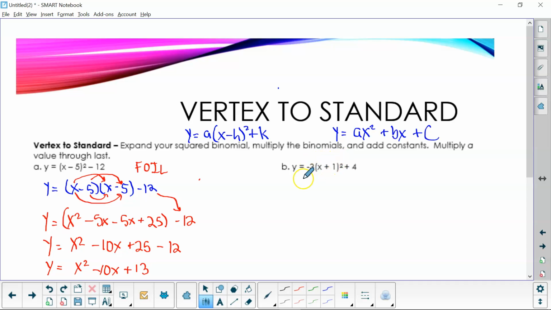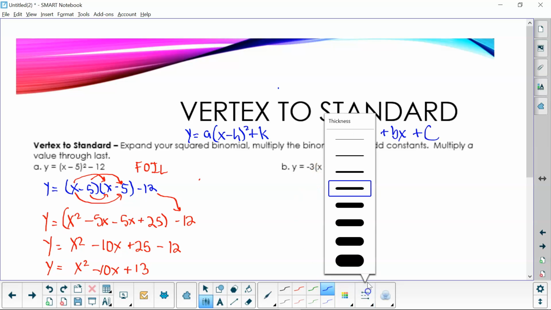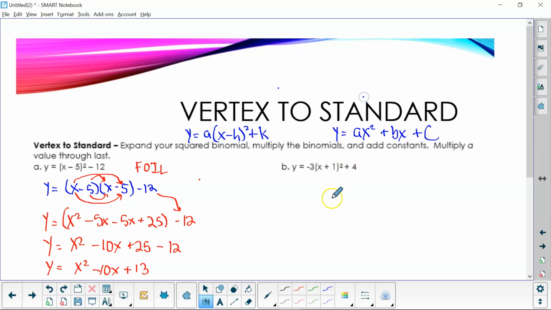Over here, it's a little more complicated. Again, I'm going to have to FOIL, and I think I'm going to go ahead and multiply. You have to go in order of operations, so it's parentheses first, then exponents, then multiplication, then addition. So I'm going to try to write a little bit smaller over here, if I can.